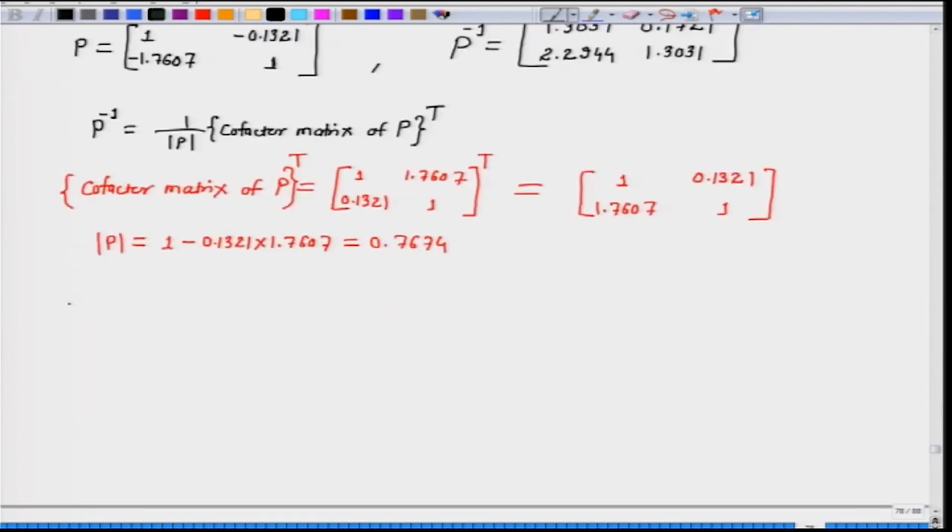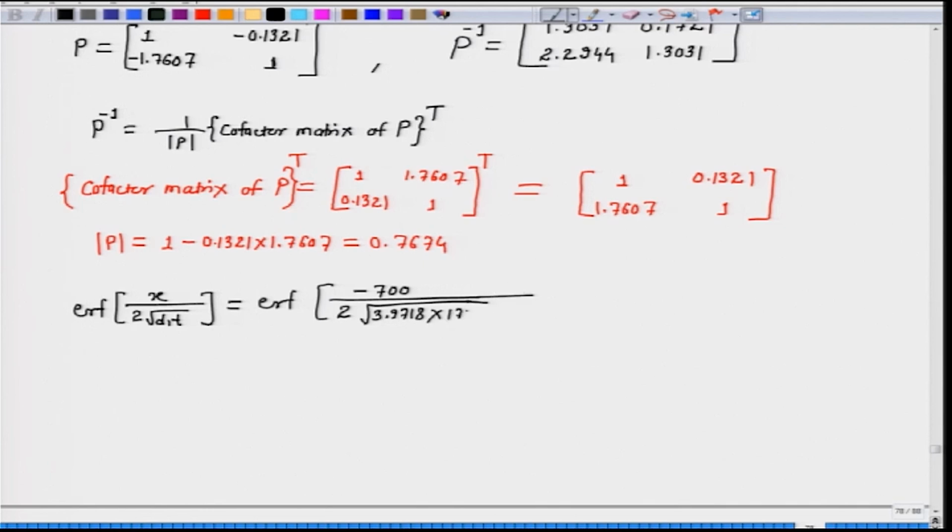So, we need to find the error function terms. So, the first error function term is x over 2 root d1 t, and x is given to be minus 700 micron divided by 2, d1 we have obtained as 3.978, that is the first eigenvalue, 3.9718 times the time is 172800 seconds.